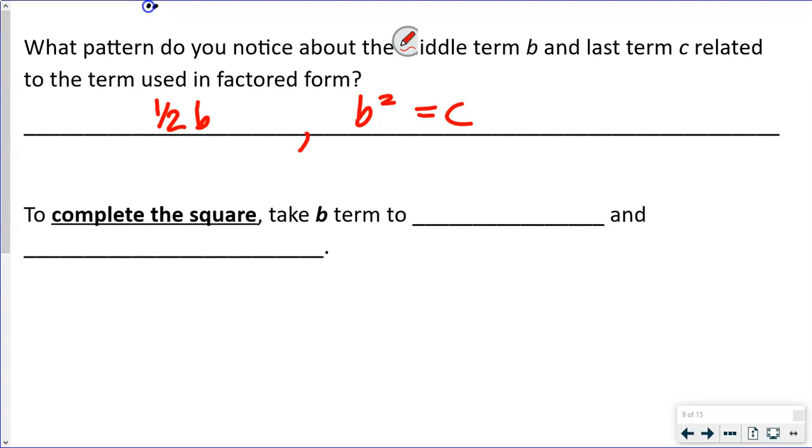So to complete the square, we're going to basically take 1/2 of b, and then we're going to square it, right? We could do it this way: b divided by 2, because that's still half of b, squared. That's what we're going to do to find the last term.